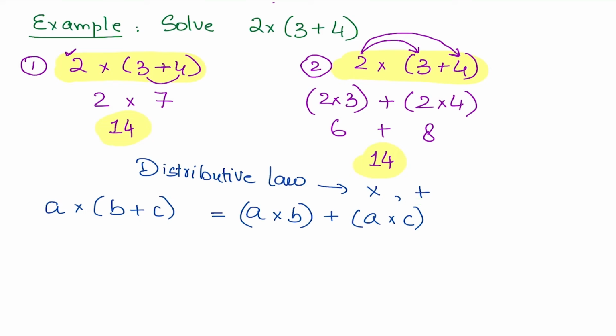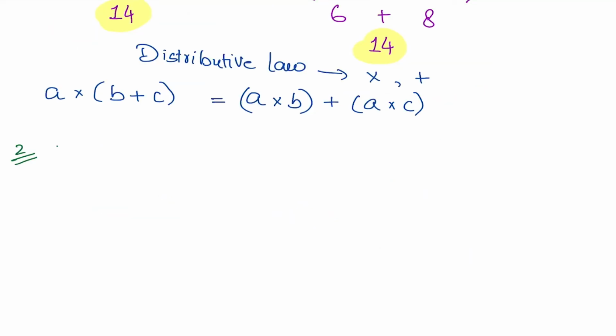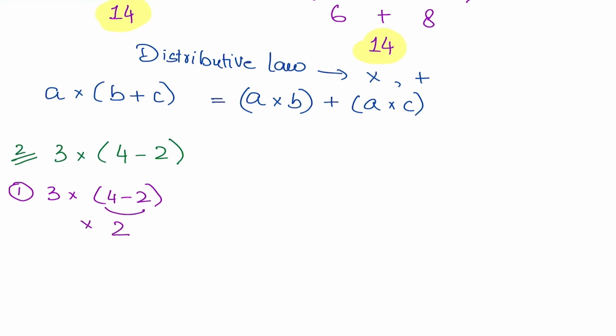We can also have the distributive law for multiplication and subtraction. So let's do an example for that. Here we have 3 times (4 minus 2). How can you solve it? The first thing that you can do is solve 4 minus 2 first and then multiply the result by 3. So 4 minus 2 is 2. Then we'll multiply 3 with it. And then 3 times 2 is 6.